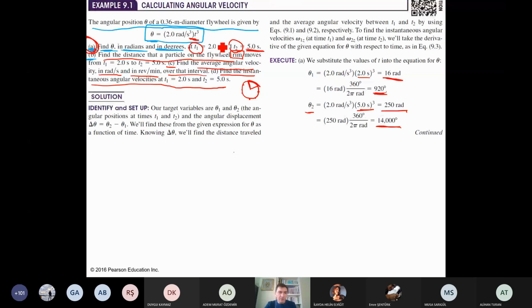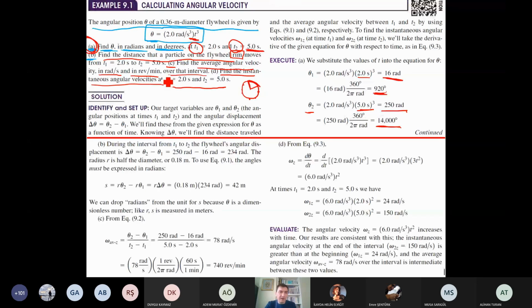So now, what about B? Find the distance that a particle on the flywheel rim moves from T1 to T2. Let's consider this is a circular flywheel, and here we have a particle. This is the position of the particle when the time is T1, and this is the position of the particle when the time is T2.